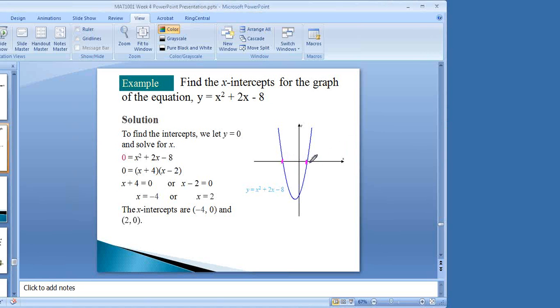And that's why sometimes they'll be called zeros. If you're asked to find the zeros of a graph, it's where it crosses the x-axis. Okay, do not write the point -4, 2 as a solution, because that's not correct. You have two separate points that are your intercepts.